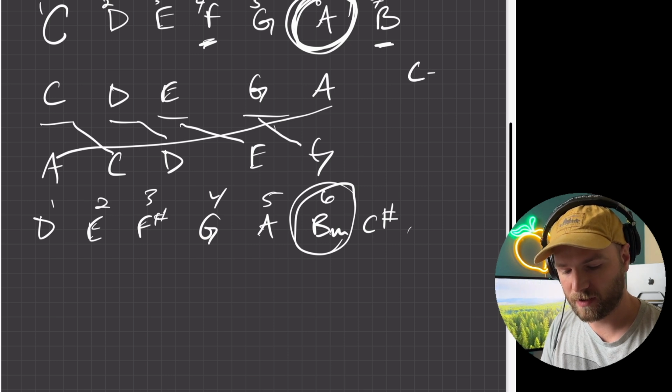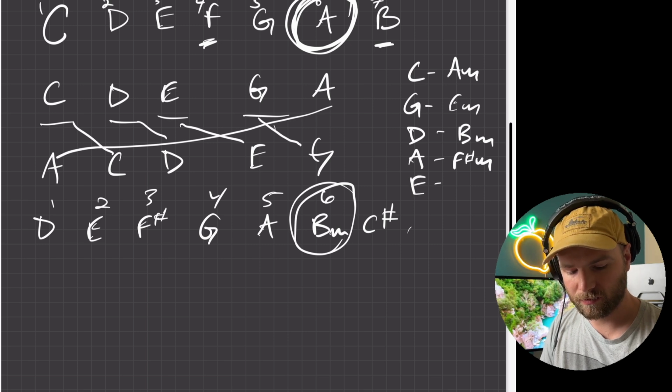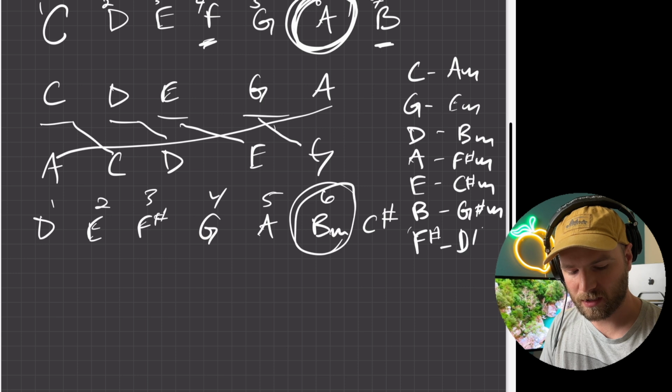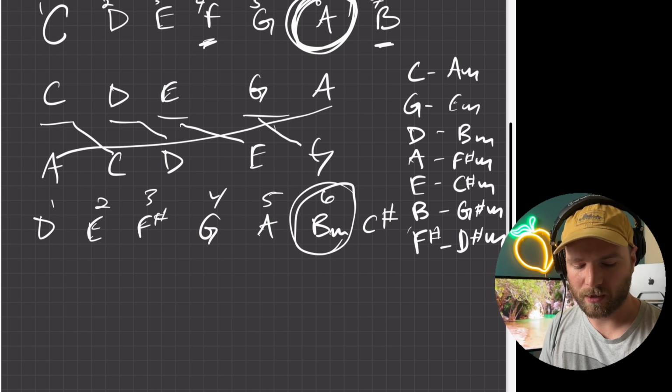Okay, so if you don't know your relative minors, here they are real quick. For C, we've got A minor, we just said that. For G, we've got E minor. For D, we've got B minor. For A, we've got F sharp minor. For E, we've got C sharp minor. For B, we've got G sharp minor. For F sharp major, we've got D sharp minor. Now we're going to go back around in the circle of fifths. These are really the guitar keys that we want to know.